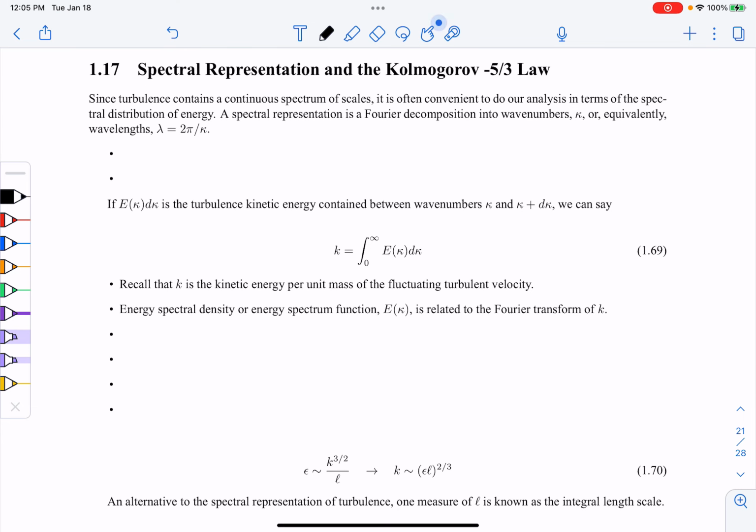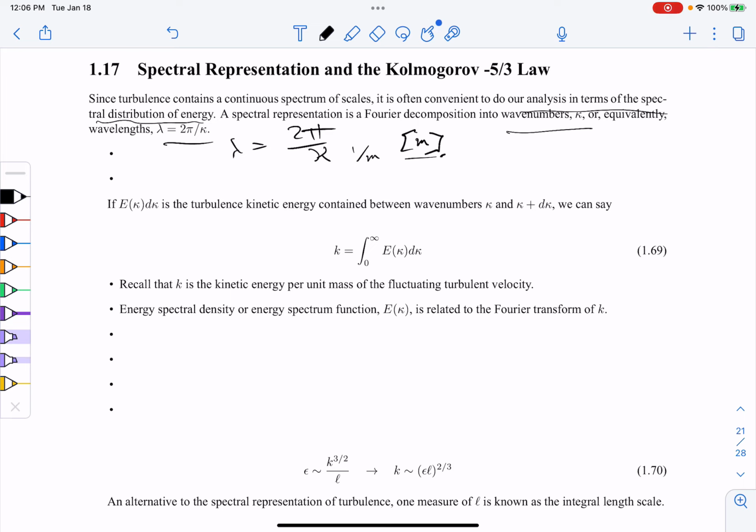So let's talk about how this is all going to be connected with Kolmogorov's theory. Turbulence is, of course, going to contain a spectrum of scales, and we're going to do our analysis in terms of a spectral distribution of energy. And I mentioned before that we have a wave number, and the wavelength is lambda equals 2 pi over kappa. Why? Because kappa has units of 1 over a meter, so the total units are meters. So that's our wavelength. And if we can estimate the length scale, we could put it in this equation and get a corresponding wave number. Higher wave numbers have smaller wavelengths. Low wave numbers have long wavelengths.